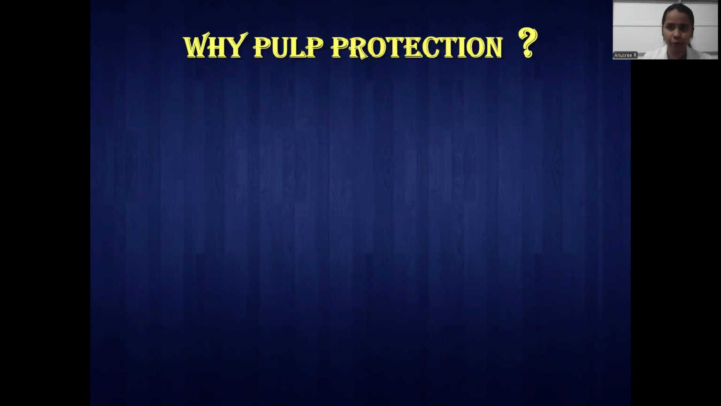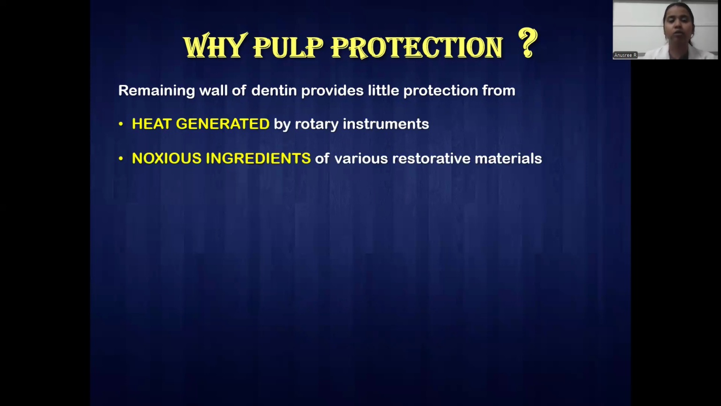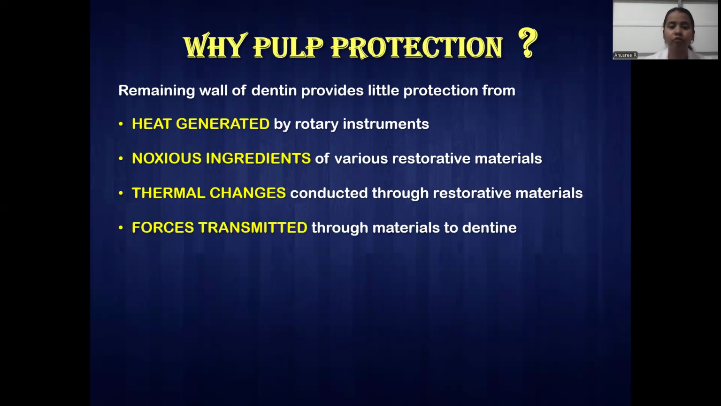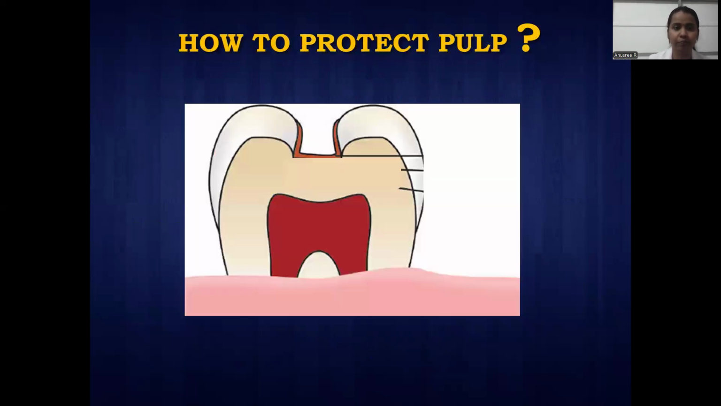Now, why pulp protection? The pulp has to be protected because the remaining wall of dentin provides little protection from heat generated by rotary instruments, noxious ingredients of various restorative materials, thermal changes conducted through the restorative materials, forces transmitted through the materials to the dentin, galvanic shock, and ingress of bacteria or noxious bacterial toxin through microleakage.